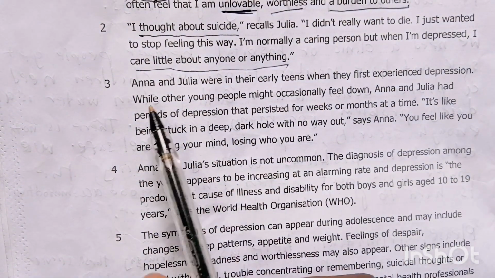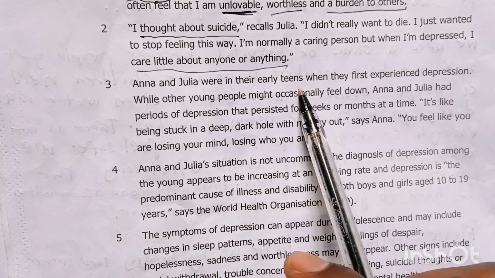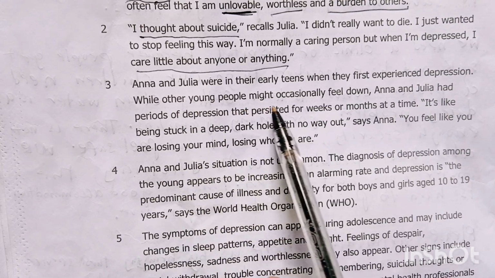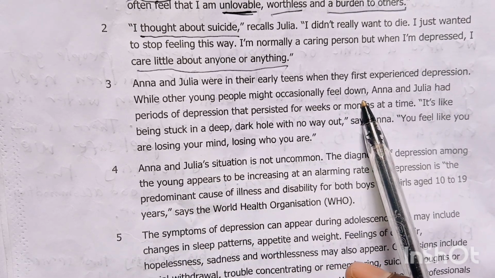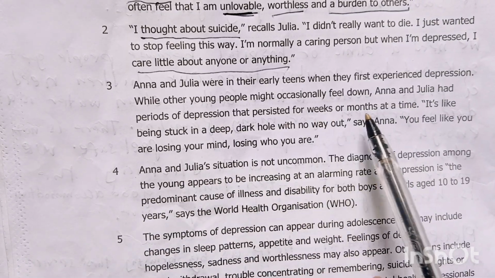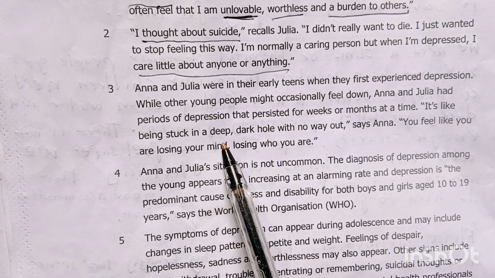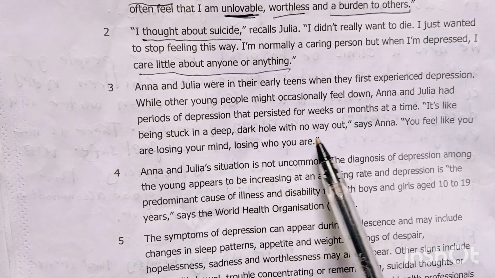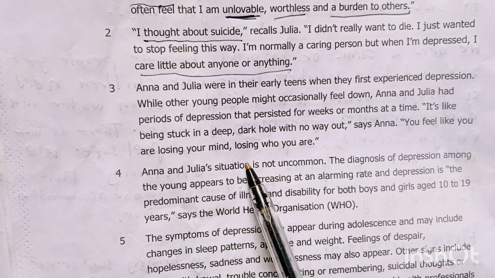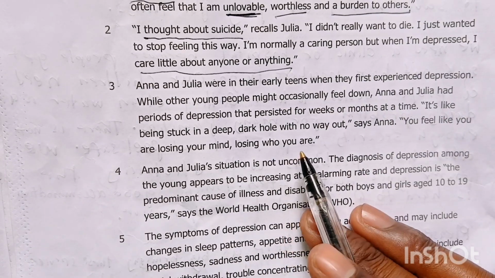On paragraph 3, Anna and Julia were in their early teens when they first experienced depression. While other young people might occasionally feel down, Anna and Julia had periods of depression that persisted for weeks or months at a time. It's like being stuck in a deep, dark hole with no way out, says Anna. You feel like you are losing your mind, losing who you are. There is no point that we are going to get here.